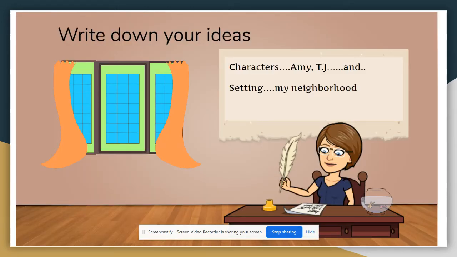Now you need to write down your ideas. You need to organize yourself. Who are your characters going to be? Write down their names. Think about where the settings are going to be. Where is it going to take place? Write this down, pause the video, and when you're ready, I'm going to tell you what to do next. Don't worry about writing your story just yet.